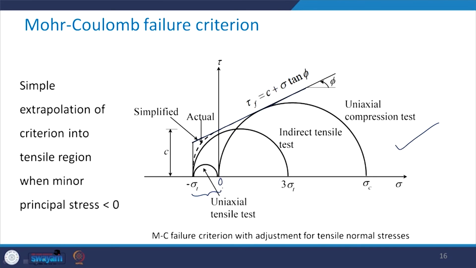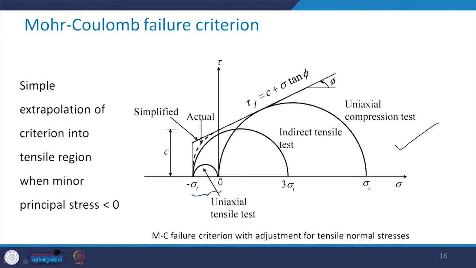And obviously, this minor principal stress cannot be less than the tensile strength of the rock, and therefore, the limit to this extrapolated line is going to be given by this vertical line, where this is the state of stress represented by minus sigma t.